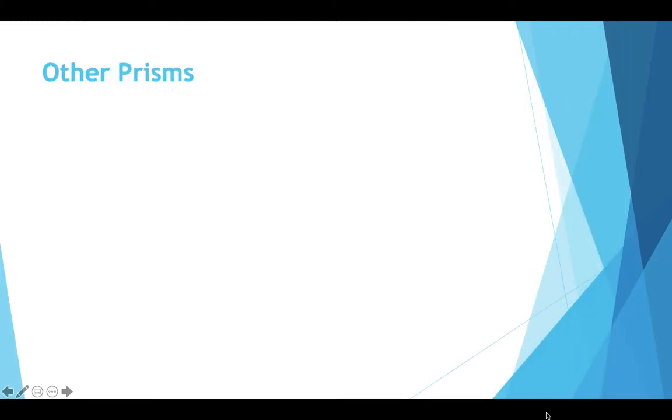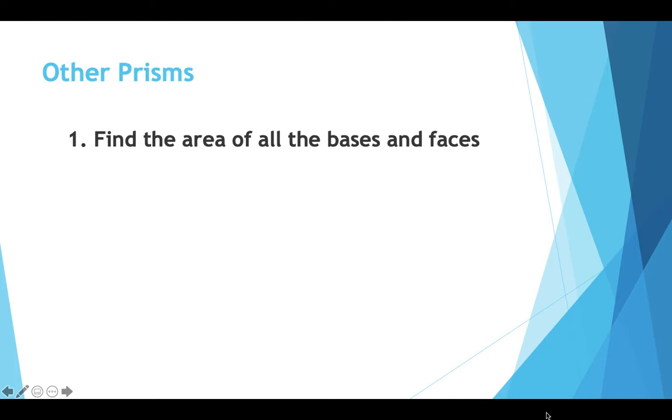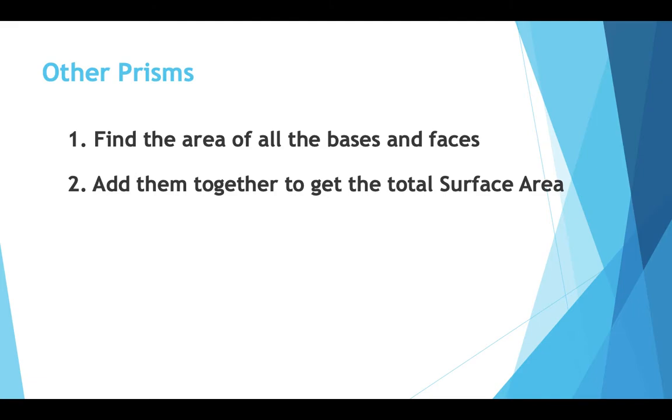Okay, in this part of the surface area video, I'm going to show you how to find the surface area of some other prisms. Like I said, a triangular prism and a trapezoidal prism specifically. So to do that, I'm going to show you a couple examples. You're going to first find the area of all of the bases and faces of the figure, and then you're going to add them together to get the total surface area.